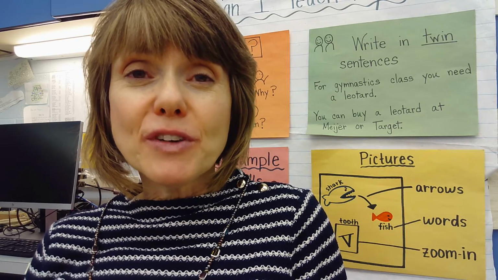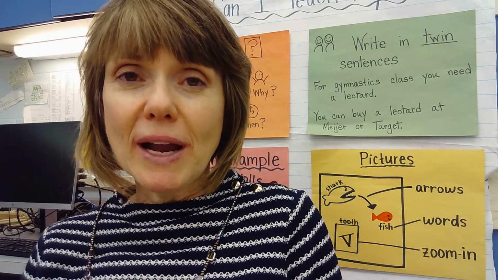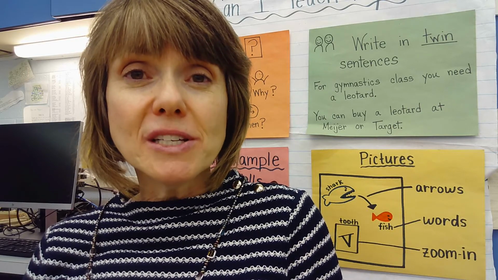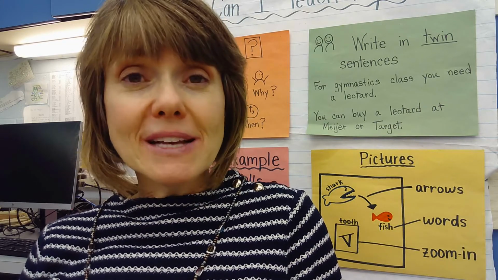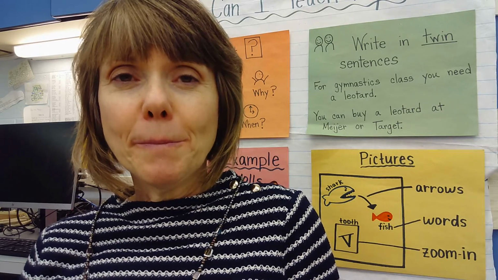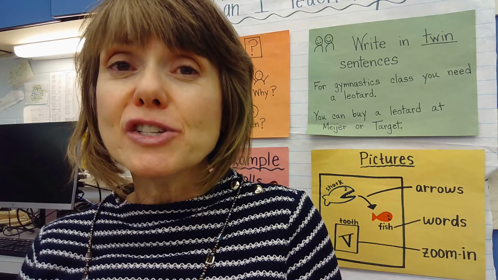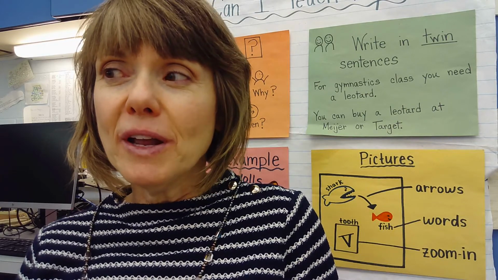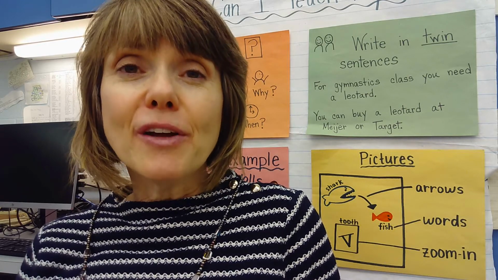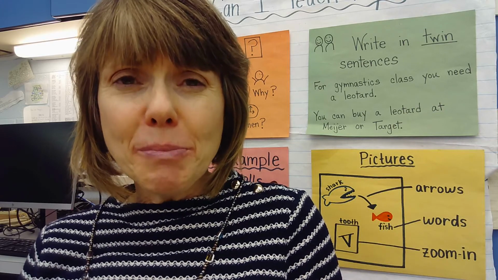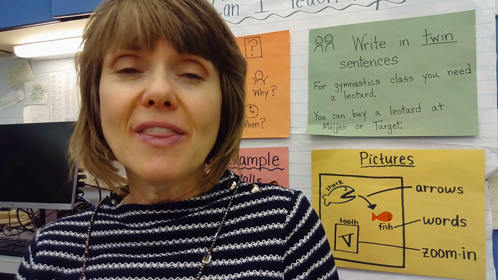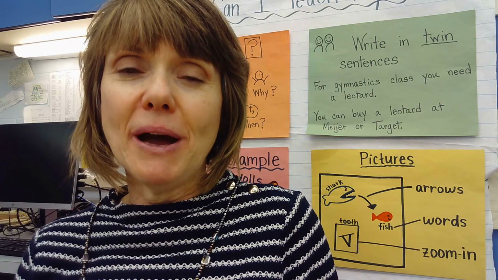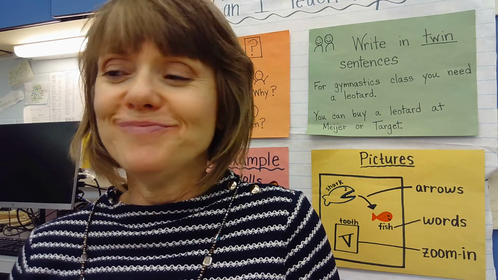Behind me on a green piece of construction paper, you see Write in Twin Sentences. And what that simply means is to write a sentence and then think about the subject and write one more sentence about it. The example behind me says, for gymnastics class, you need a leotard. What are we talking about? A leotard. So start your next sentence with that word. You can buy a leotard at Meijer or Target. Do you see what happened? You write one sentence and teach your reader, and then you choose a word in that first sentence and write another sentence about it. Let's take a look at another example.